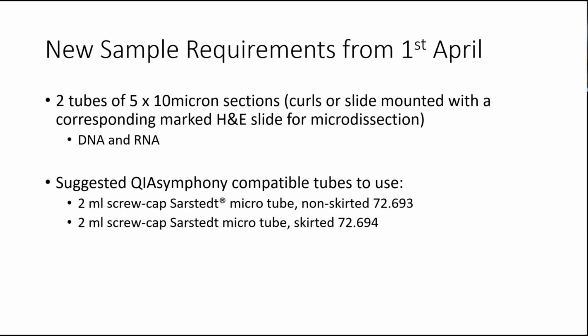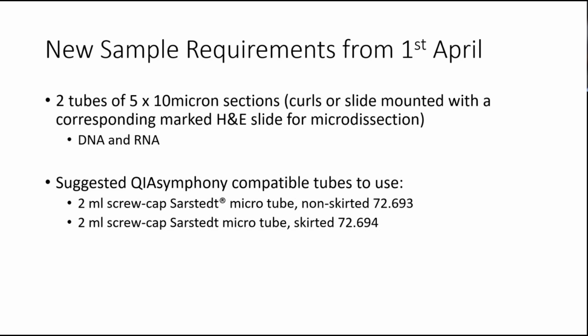We would like to ask and get some feedback, and the proposal would be that when we move to our new extraction platform, this new automated machine, that we increase the amount of sections that we're being sent. So we'd ask for, instead of the 5 times 5 micron sections, we'd ask that we're sent 5 10 micron sections. In the same way as curls or sections in a tube, or slide mounted with the corresponding H&E if they need macro dissection.